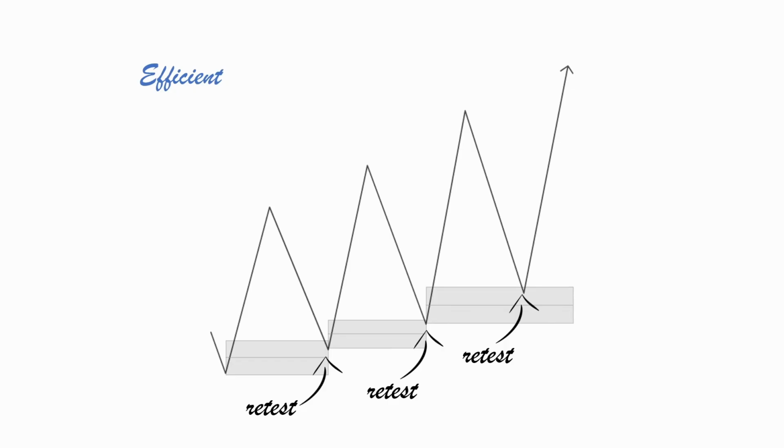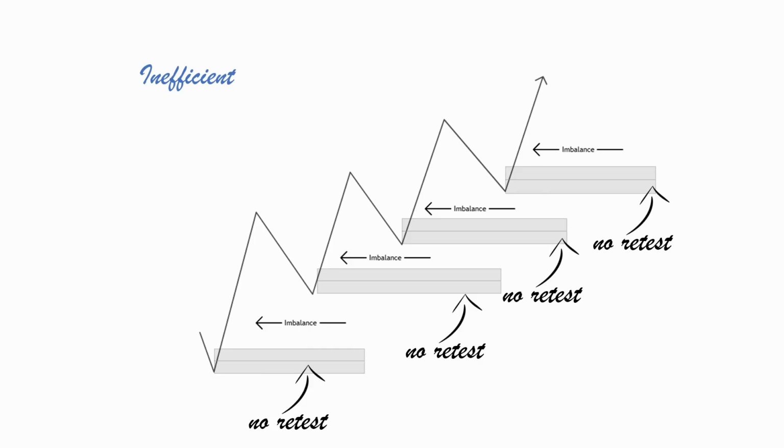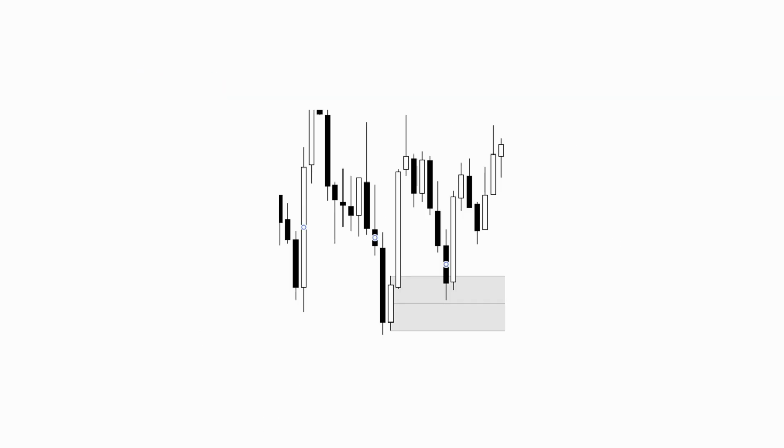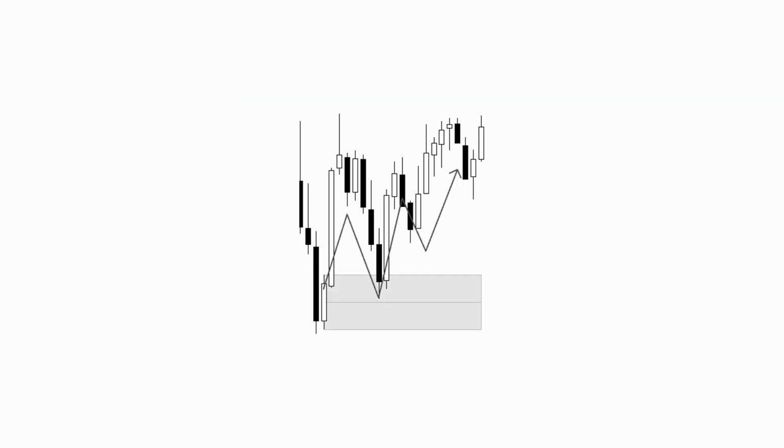An efficient market is one where the zones have already been revisited and tested by price. On the other hand, an inefficient market is one where zones are left untouched, meaning price has not yet returned to them. One mistake I see many traders make is trying to trade from supply or demand zones that have already been retested, whether by candle wicks or full candle bodies. These types of zones are typically considered low probability setups.